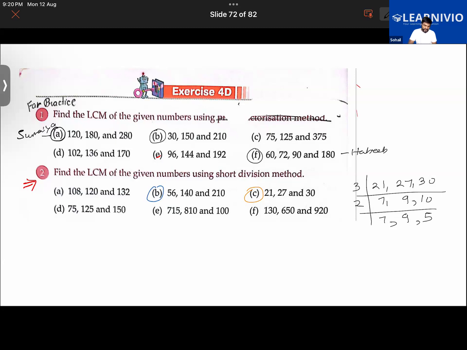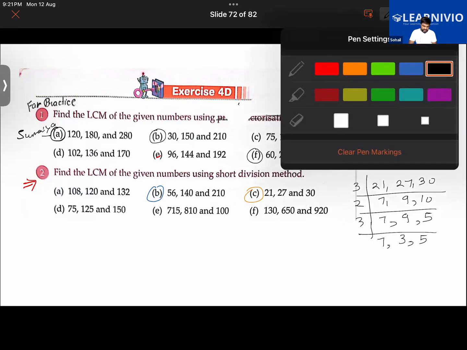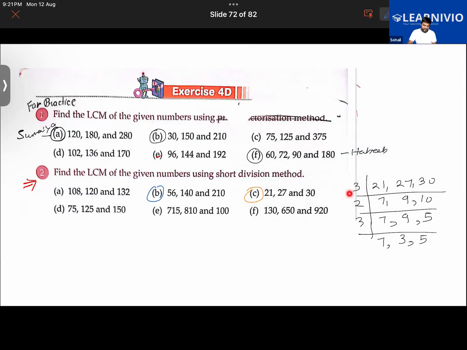Okay, then we can take 3. Leave 7 as it is. 3 3s are 9, and leave 5 as it is. Okay. So here we have got all the prime factors. The LCM would be simply to multiply all of them: 3 multiplied by 2 multiplied by 3 multiplied by 7 multiplied by 3 multiplied by 5.